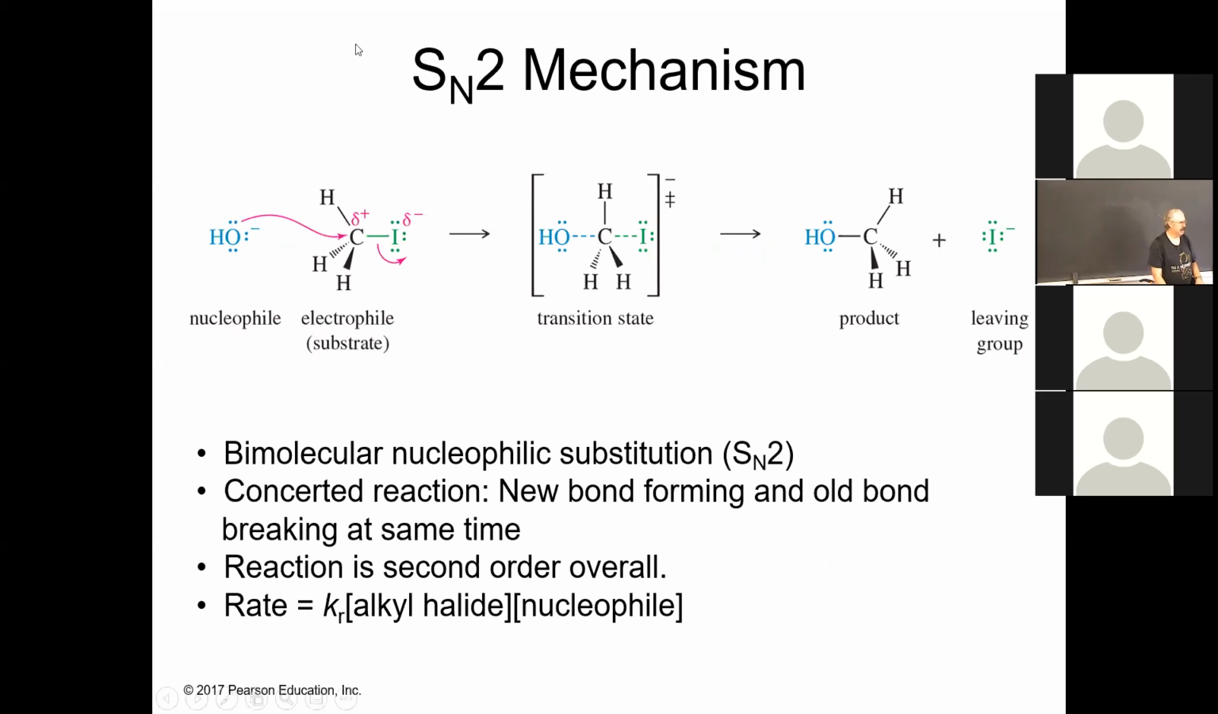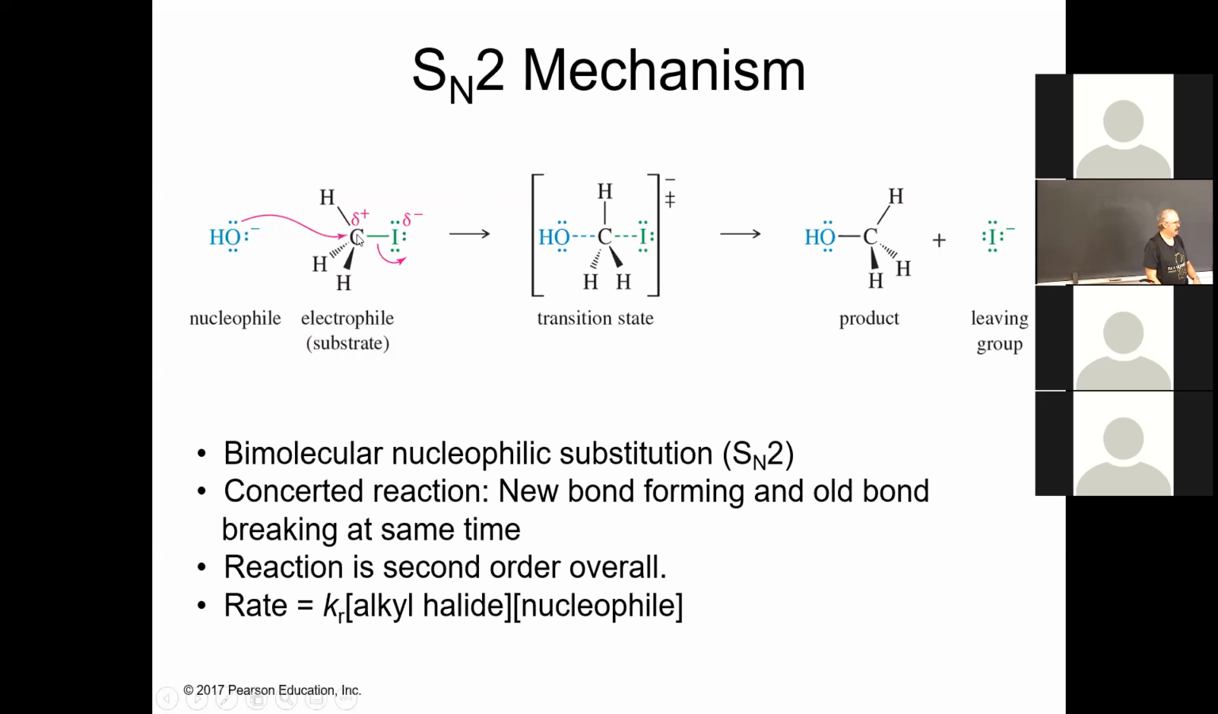Okay, so as you might guess, S stands for substitution, N stands for nucleophilic. The 2 stands for bimolecular. This has a bimolecular transition state. So this is how the reaction occurs.